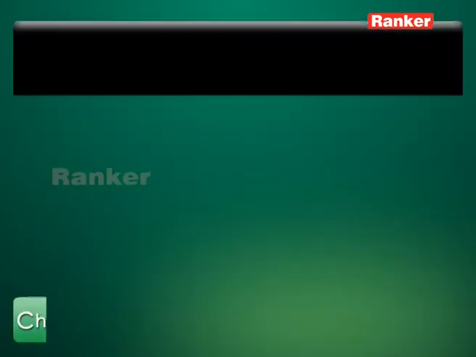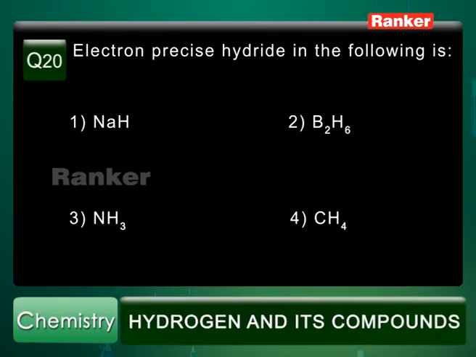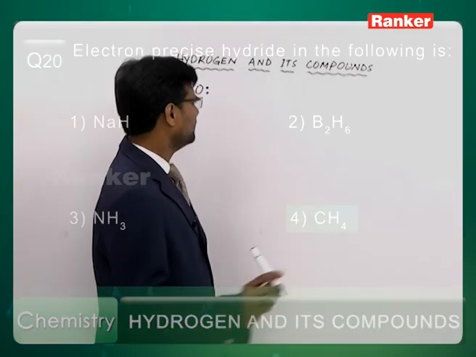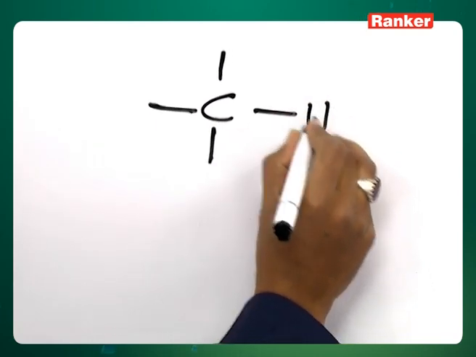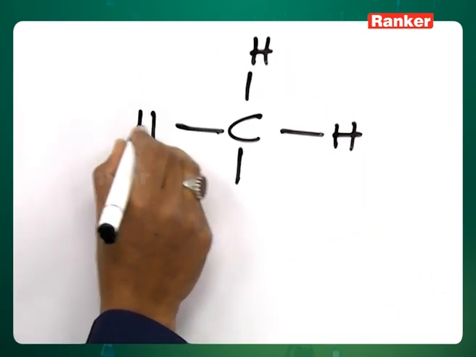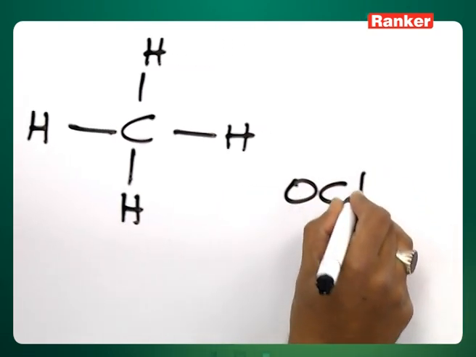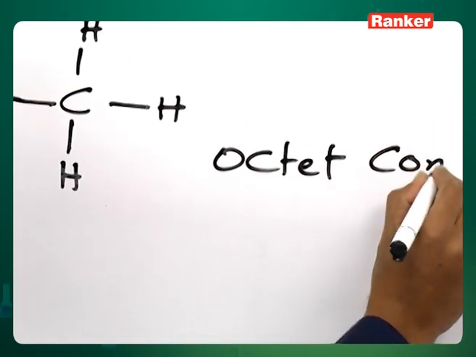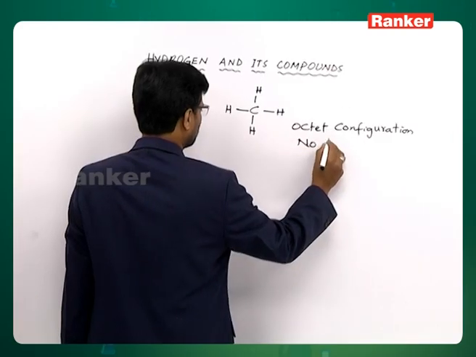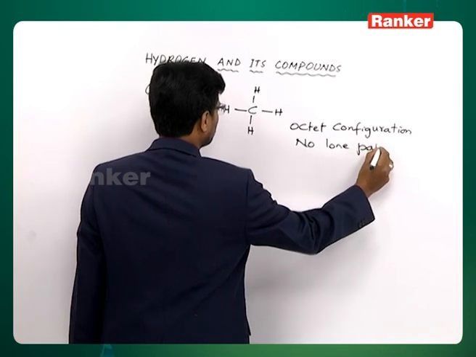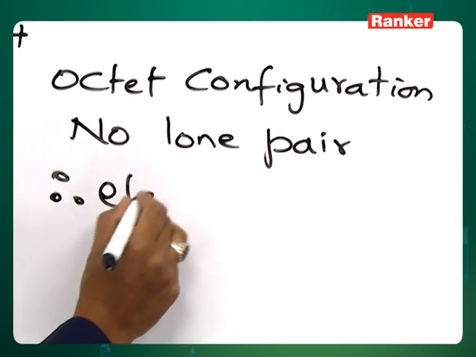Question number 20, electron precise hydride in the following is: first option NaH, second option B2H6, third option is ammonia, fourth option is methane. The correct answer is fourth option, methane. Methane is an electron precise hydride. You can see in methane the central atom carbon is surrounded by 4 bonds. 4 hydrogens are covalently linked to carbon, so it has octet configuration without any lone pair. No lone pair is present, therefore it is electron precise hydride.